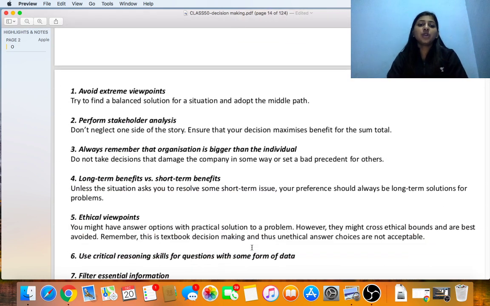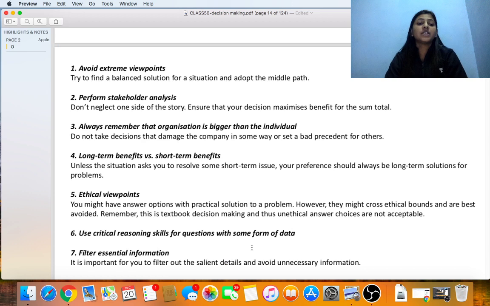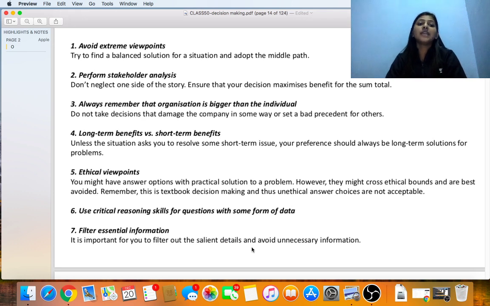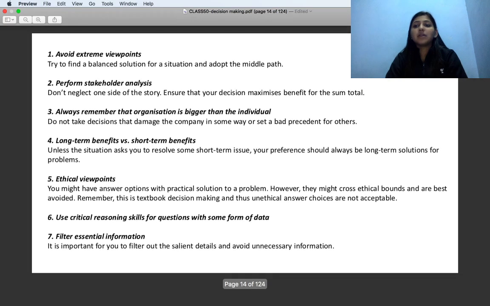These are the tips you have to keep in mind while answering the questions. Number one is to avoid extreme viewpoints. You need to try to find a balanced solution for the situation and adopt the middle path.